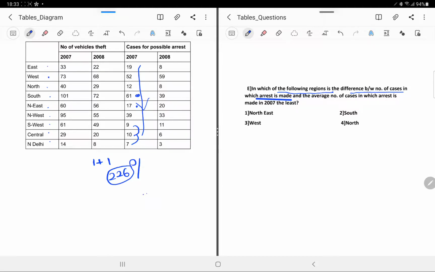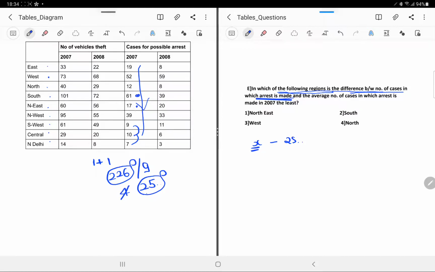Now the average for that would be dividing it by 9, and this would be something like 25 something. Now what you need to do is, in which of the following regions is the difference between the number of the cases in which arrest is made and the average the least? You need to see these regions and compute the difference. So let's try to see this.